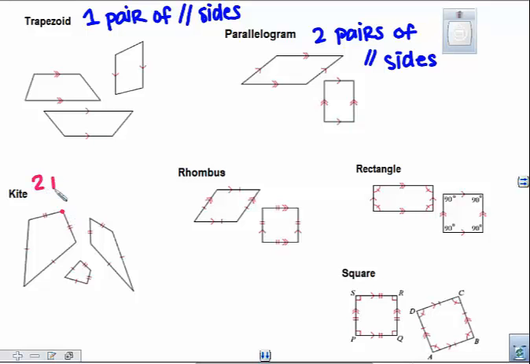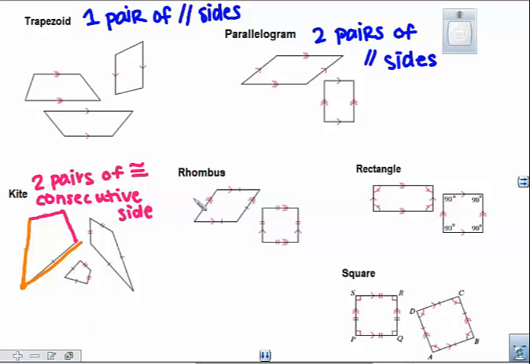So two pairs of congruent, I'm actually just going to use the symbol there also, consecutive sides. So these two are congruent and they touch, they're consecutive. And then these two are congruent and they touch, they're consecutive. And that's what forms a kite, and they can be different size or facing different directions.